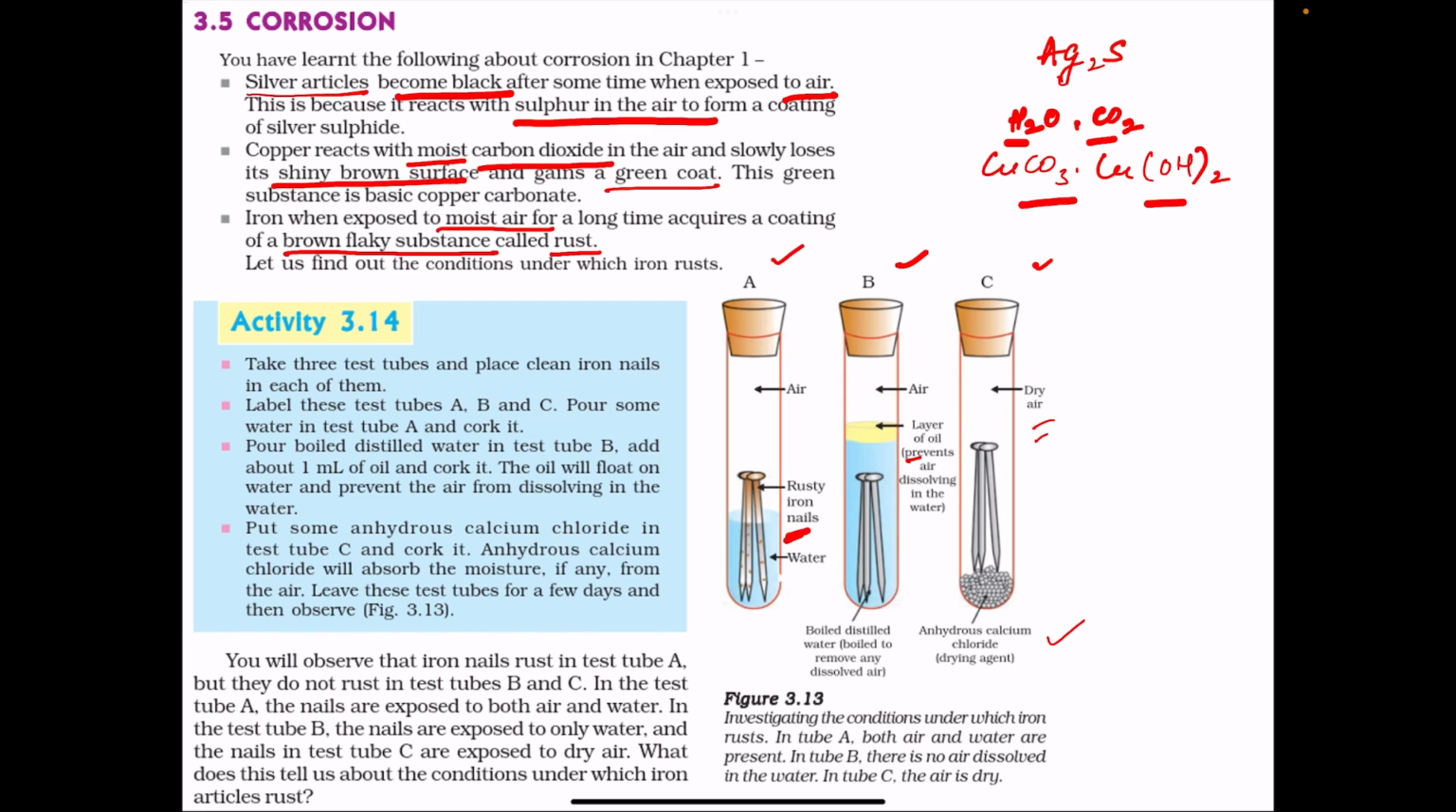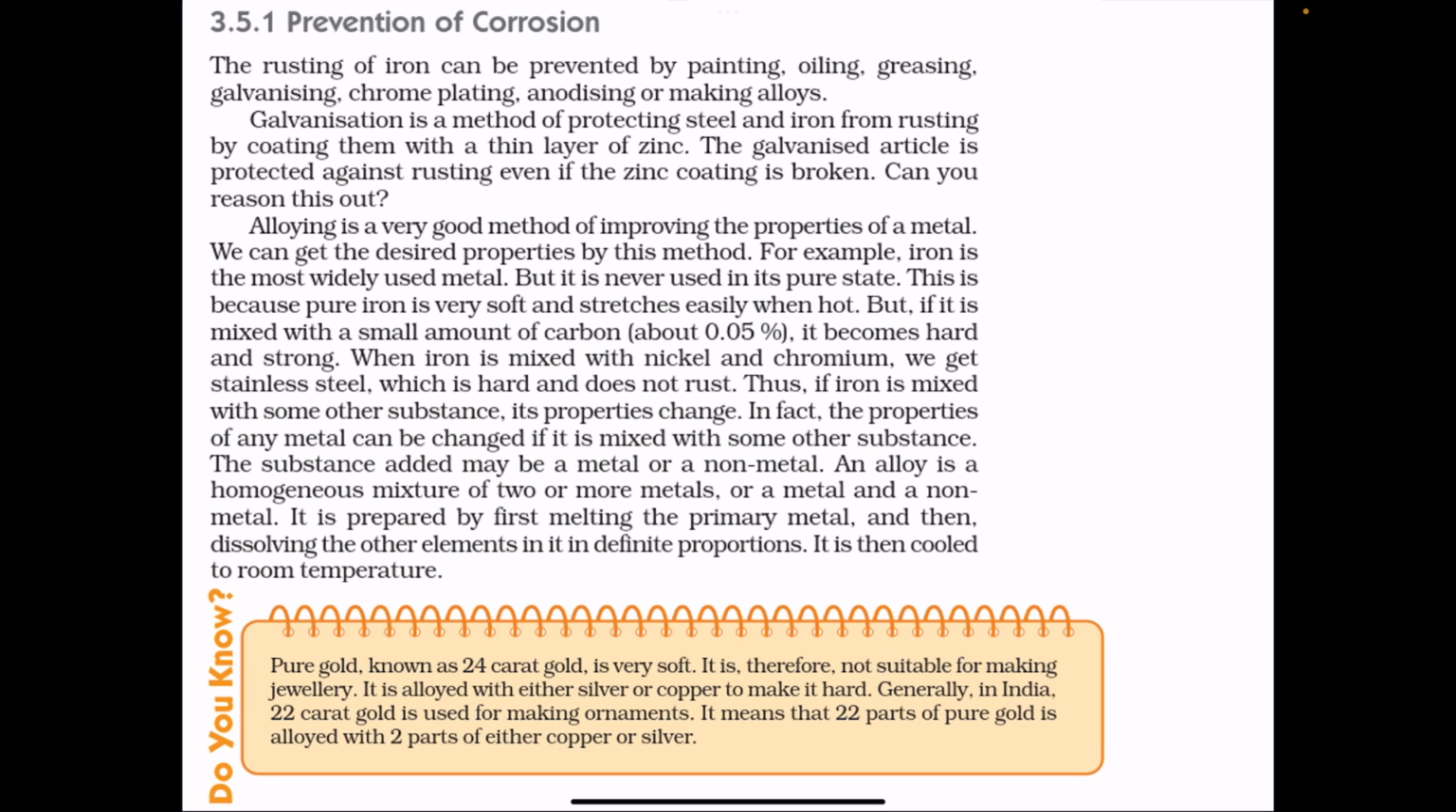So what is the inference? For the process of rusting, both air and moisture are required. If any one of them is missing, rusting will not take place. Next is prevention of corrosion. The rusting of iron can be prevented by painting, oiling, greasing, galvanizing, chrome plating, anodizing or making alloys.